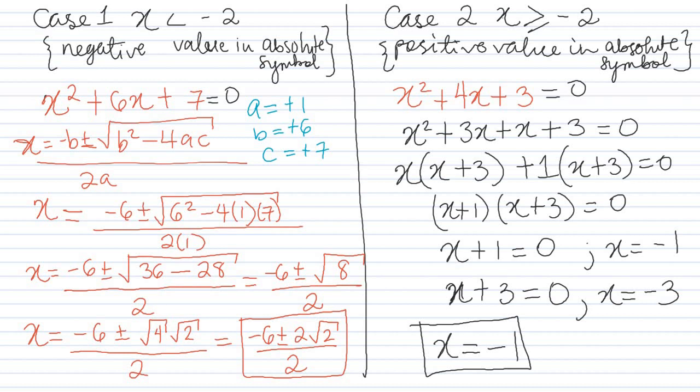Now, we're done with half the question. Now we're going to continue with the absolute value case for case 1, where x equals to -1.